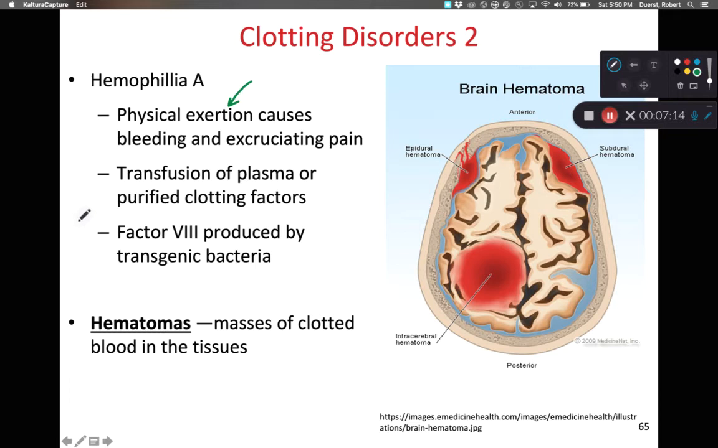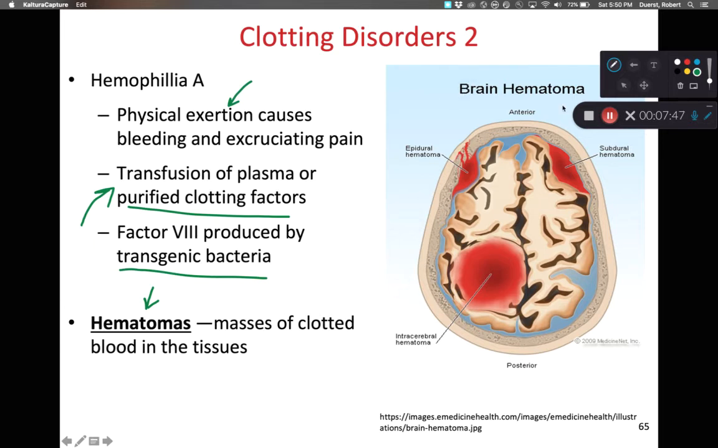So how do we treat people with hemophilia A? They need constant blood plasma transfusions or injections of purified clotting factors. They typically will get their factor 8 produced by transgenic bacteria, or bacteria that have been genetically modified with human genes to make factor 8 for human beings. In particular, individuals that have hemophilia A will get a lot of hematomas. A hematoma is just a mass of clotted blood in the tissue of our bodies.